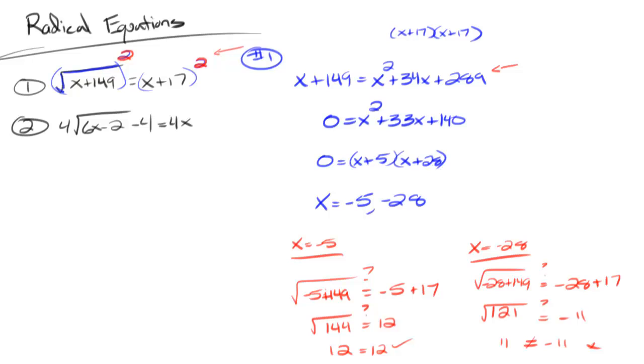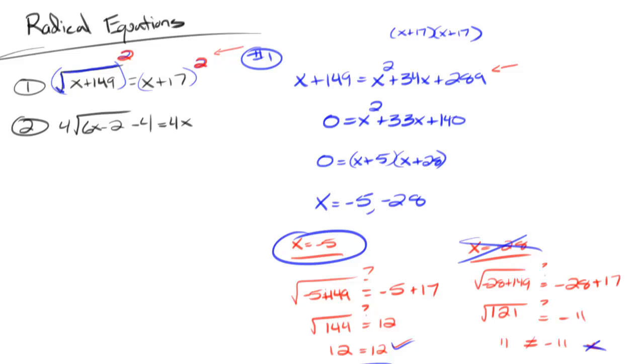All right, and here's the work for plugging these back in. Again, I plugged both the negative 5 and the negative 28 back into the original equation. And lo and behold, one of these is not a solution. X equals negative 5, when I plugged that in, gave me out that 12 equals 12, meaning it's a true solution to the equation. But negative 28, when I plugged it in and worked it out, gave me 11 equals negative 11, which is not a true statement. And so this is an extraneous solution. In other words, it's not a solution to our equation.